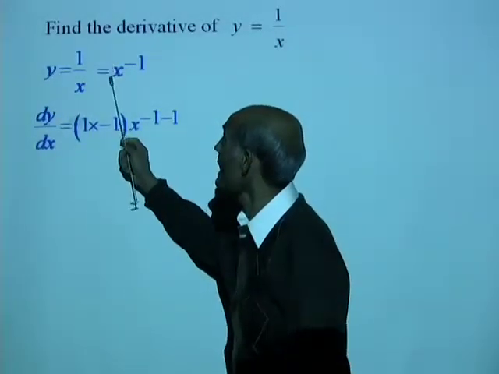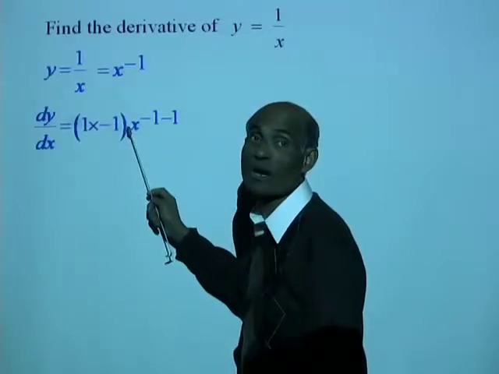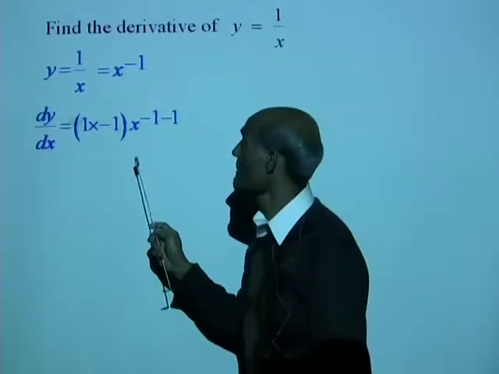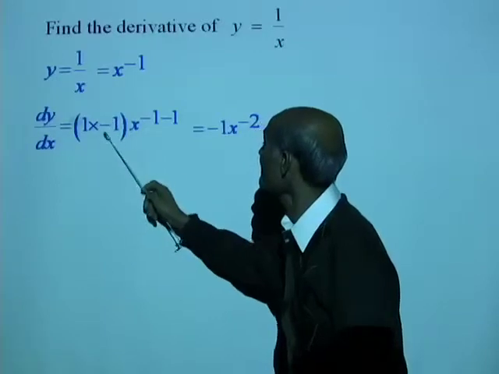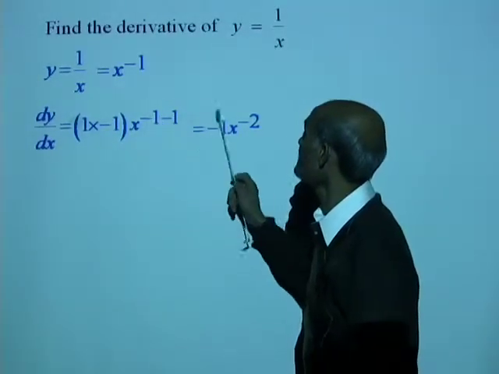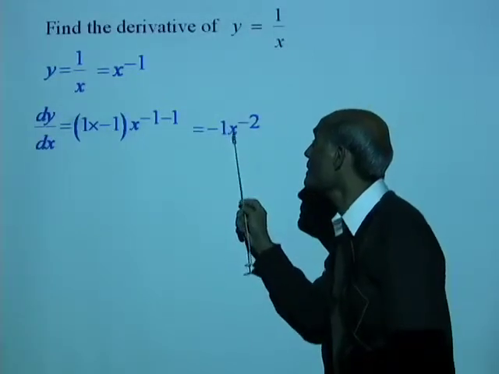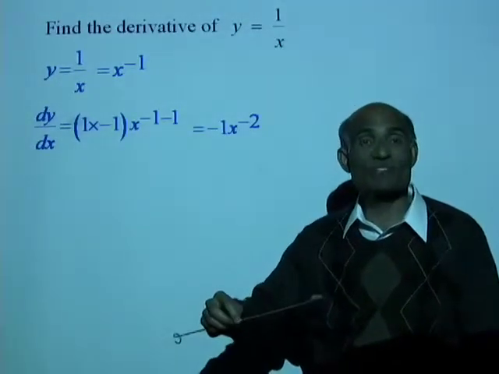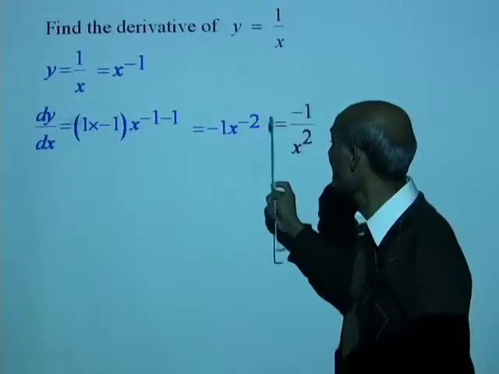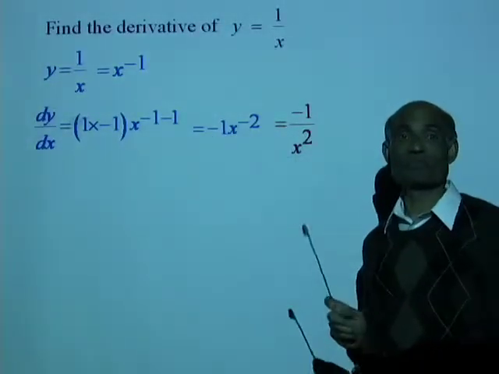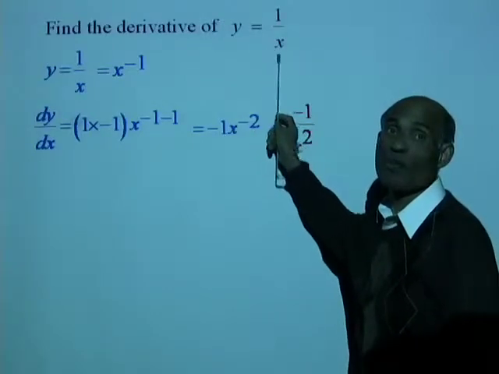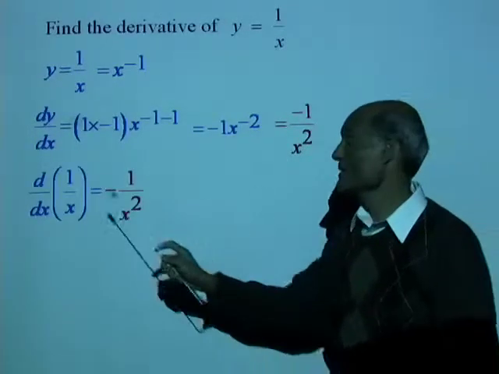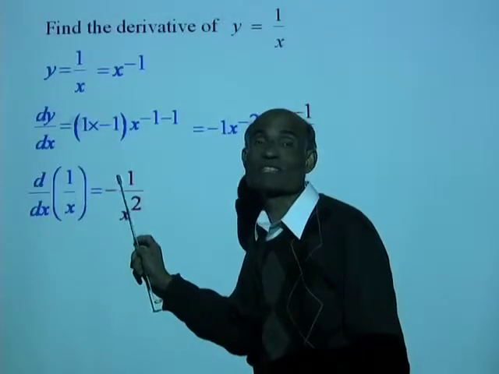dy by dx is a times n, 1 times negative 1, times x to the power of n minus 1, negative 1 minus 1. That will be negative 1, negative 1, x to the power of negative 2. And now we write this x to the power of negative 2 using a positive power as 1 over x to the power of 2. So that will be negative 1 divided by x to the power of 2. A very important result. The derivative of 1 over x with respect to x is negative 1 over x squared. d by dx of 1 over x is negative 1 over x squared.